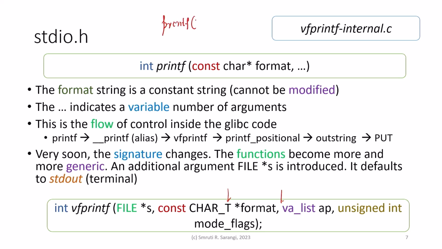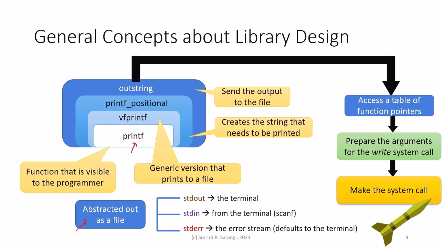Printf value is equal to, right? Let's say x. Finally, what you will print could be val equal to 5. Correct? So this string has to be constructed. So after vfprintf, the printf positional creates the string that is printed. It constructs the string.